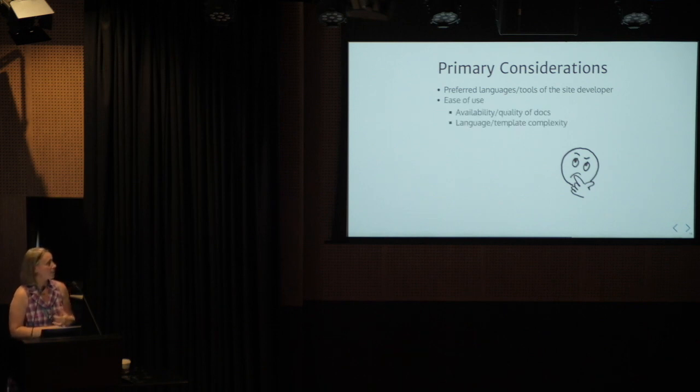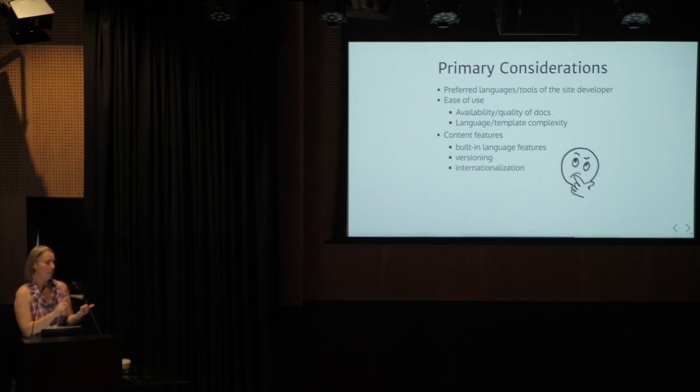Another thing is ease of use. So the availability and quality of the docs can make a difference in whether you want to be using it. And there can be issues with complexity as far as the templating language. And I'll talk about different generators and how they measure up on both of those categories. Another thing to think about is content features. You could build all sorts of things custom if you wanted to, but many of these have built-in functionality for things like internationalization, handling different versions of your doc to match different versions of your software. There are things that might be built into the markup language itself, which I'll talk about.